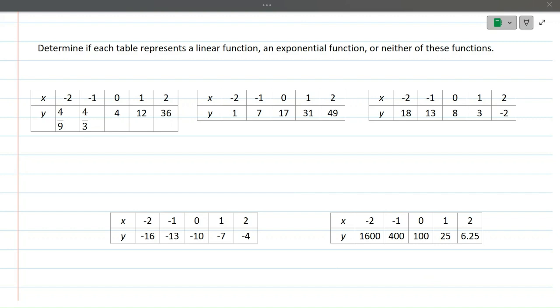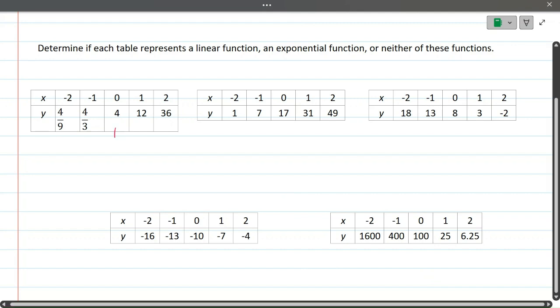So the first thing I'm going to notice about all 5 tables is that our x values are exactly the same. They all increase by 1. So that means for today's purposes, we only need to look at the y values. Sometimes when I am looking at tables and I see fractions, I like to start in the non-fraction part.